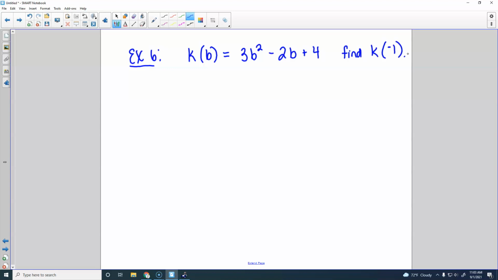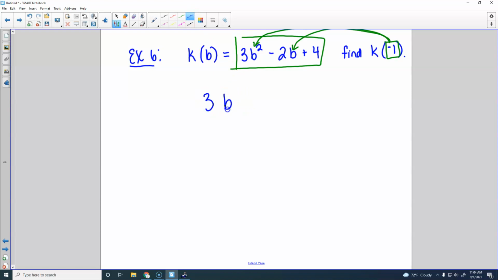So you've got different variables here, but what this is telling you is K of B equals this. Notice B is the variable they use. It's just saying here's the formula. So don't worry about that K of B. It doesn't mean K times B. It's just saying here is my formula and I'm calling it K. So when it says K of negative 1, that's telling us to plug in negative 1 for whichever variable you've got in the formula, which in this case is B. So we're plugging in negative 1 for this B and for this B.